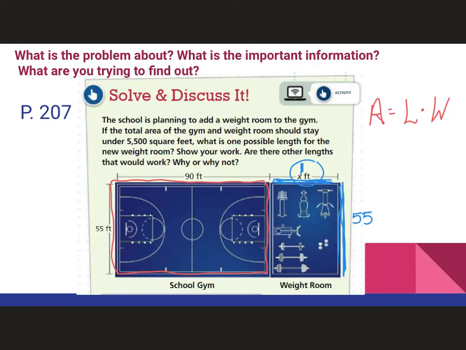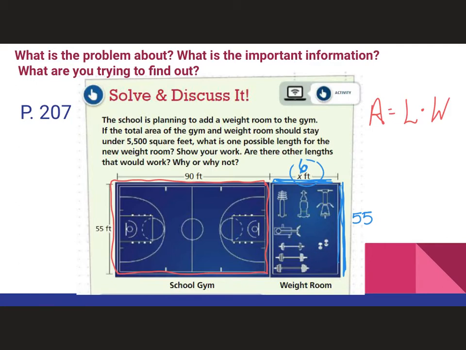This is only 1 foot wide, but that wouldn't make any sense, would it, to have a weight room that was 1 foot wide? You wouldn't even be able to fit in it. So it probably has to be more than 1 foot. What if it was 6 feet? If this was 6 feet here, how would I find the total area of the room?